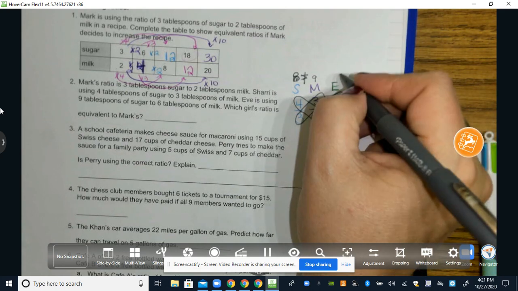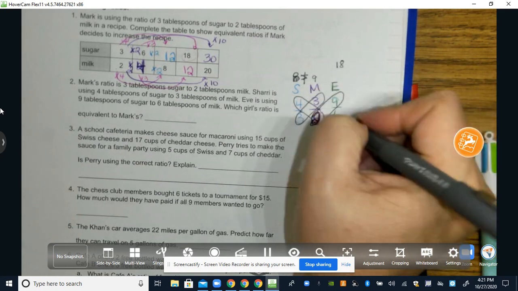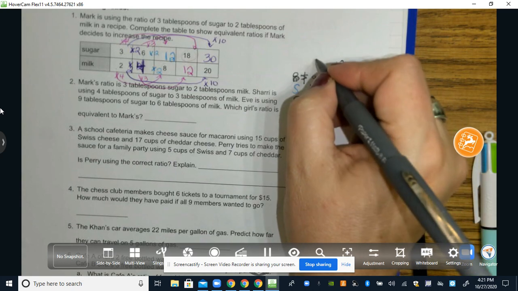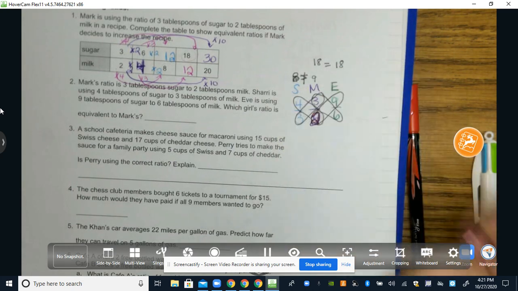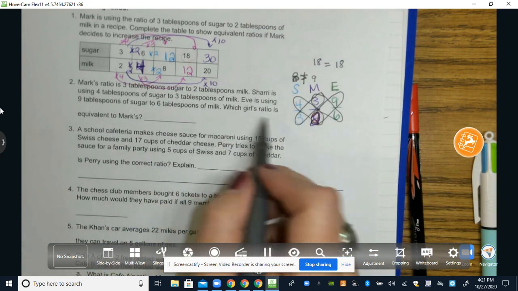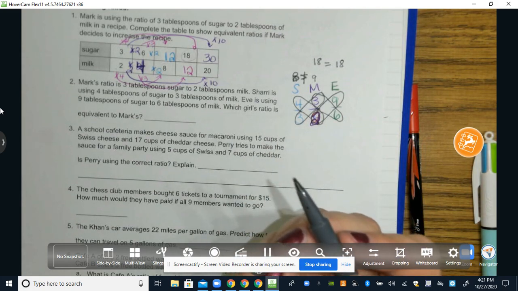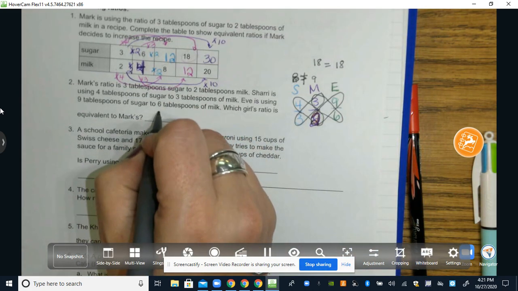So 2 times 9 gives me 18. And 3 times 6 gives me 18. So those two would be equal. So which girl has a ratio that's equivalent to his? It would be Eve.